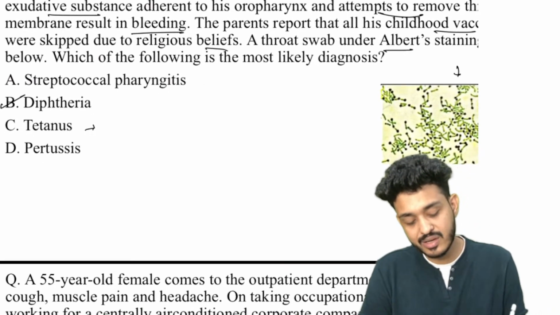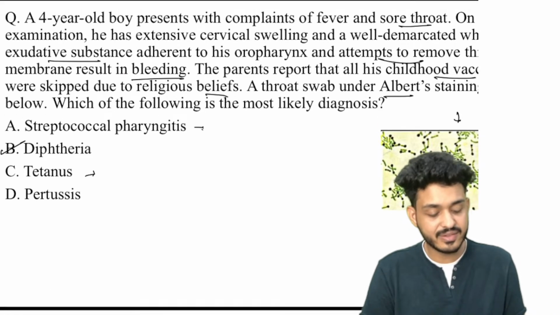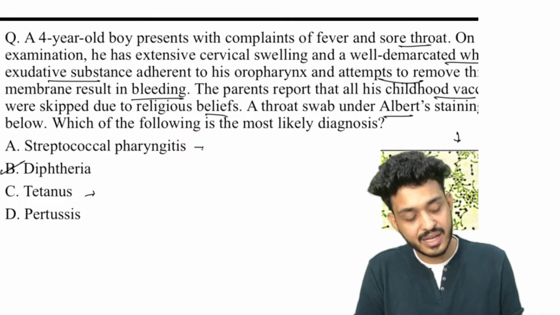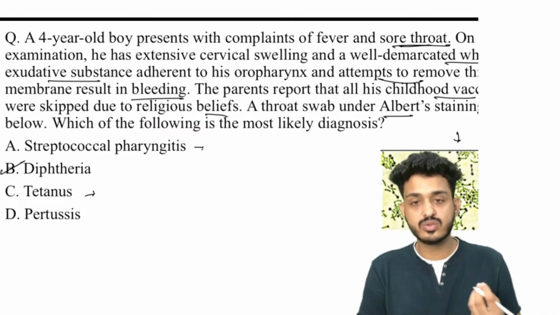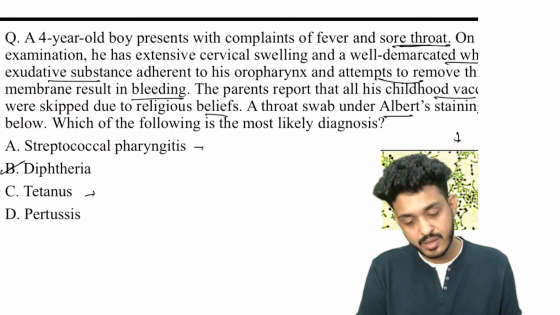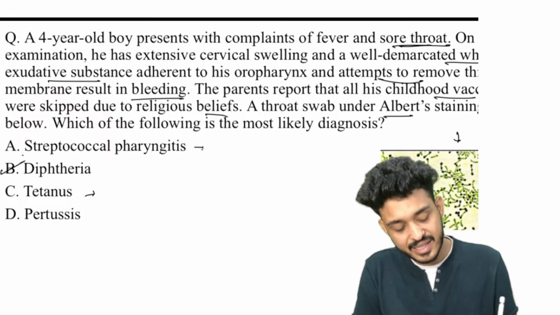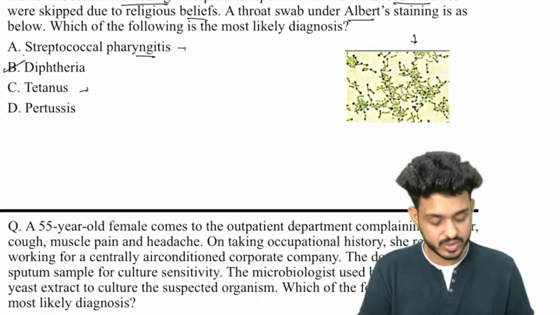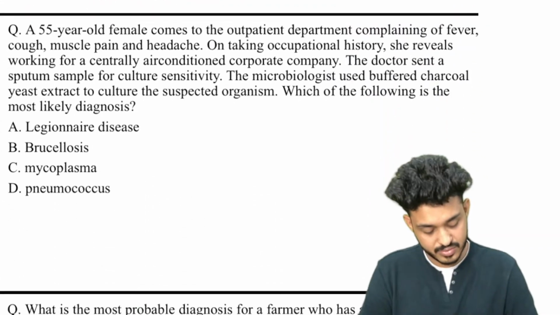Okay, streptococcal pharyngitis will have a totally different picture. It will not have any kind of pseudomembrane, right? Only if sore throat is given, the most common cause of sore throat will be streptococcus, right? That would be causing pharyngitis. Okay, try to solve this one.